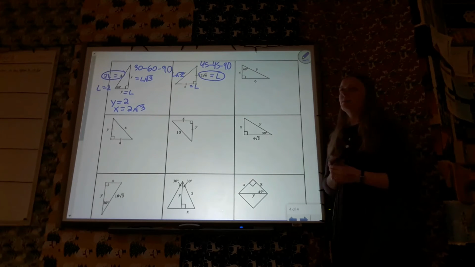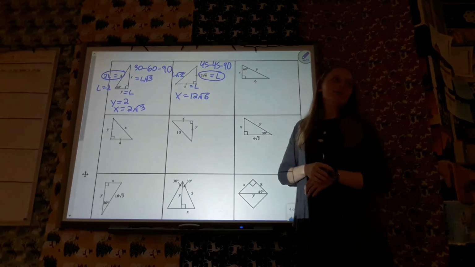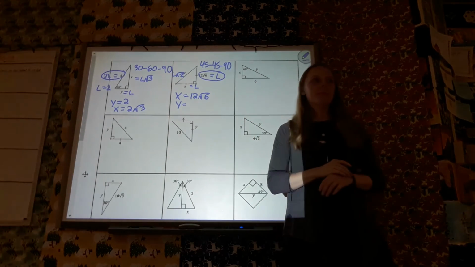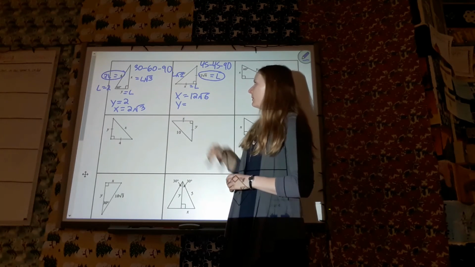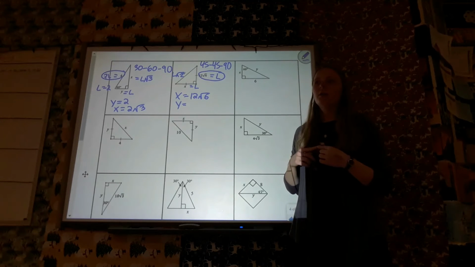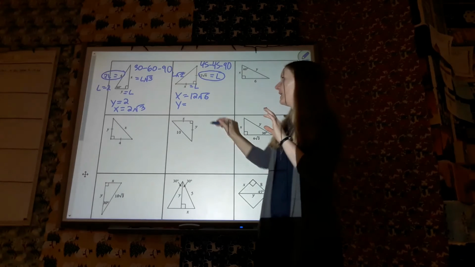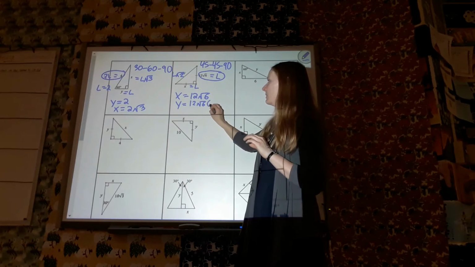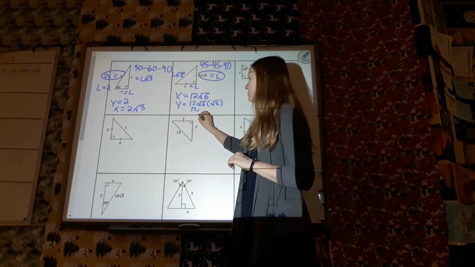So what would the value of x be? It would be the same, right? Because L is the value of x. What would I do to find y? What's the rule for y? It's L root 2. We said that L was 12 root 6, so it'd be 12 root 6 times root 2. Plug it in, so it'd be 12 root 12.